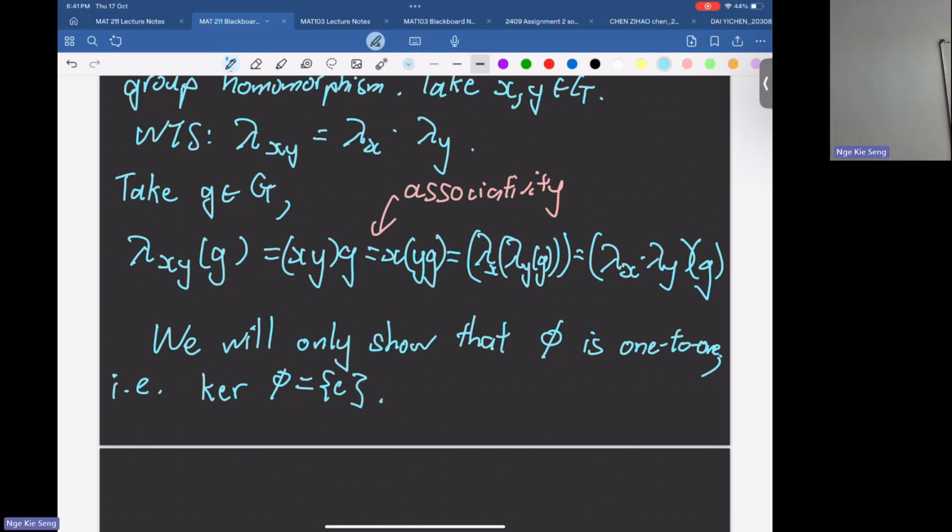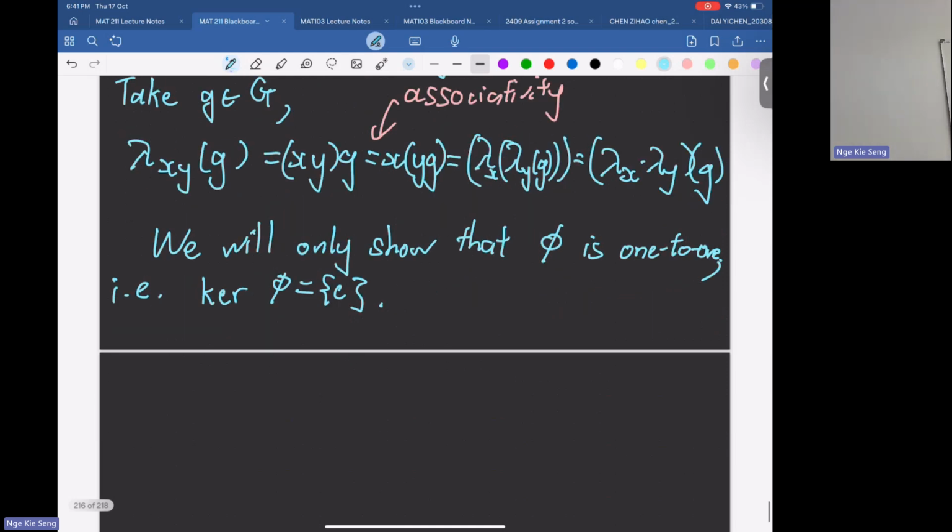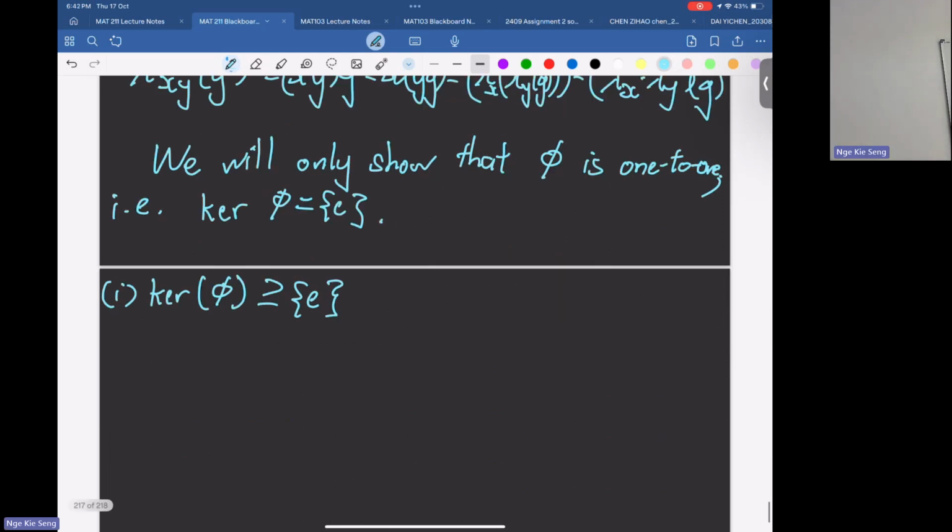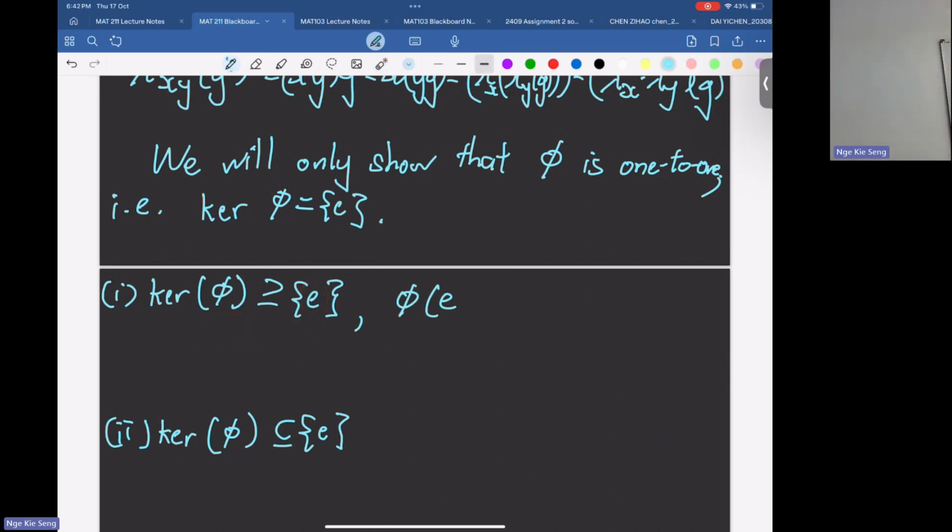If we want to show this kernel statement, we need to show set-wise equality, so there are two directions. You need to show that the trivial subgroup is inside the kernel of phi, and that the kernel of phi is inside the trivial subgroup. So what does it mean for the identity element to be in the kernel of phi? You send phi of e to lambda e. Then you need to show that this lambda e is the identity inside your group S_G.